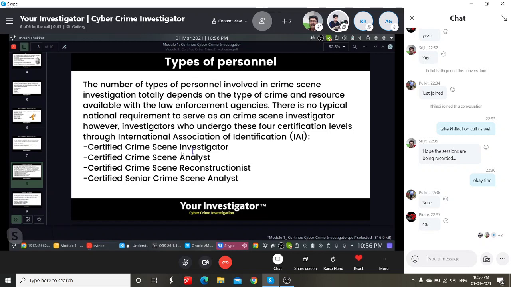this is the thing over here, this is the way we want the photograph. Certified crime photographers are also there, under the IAI and others, although they have different certification bodies also.